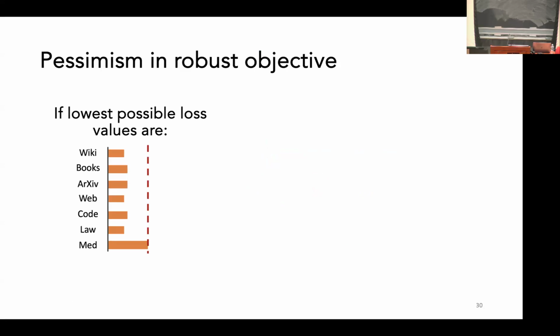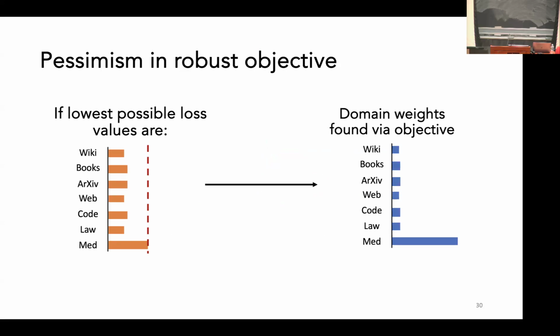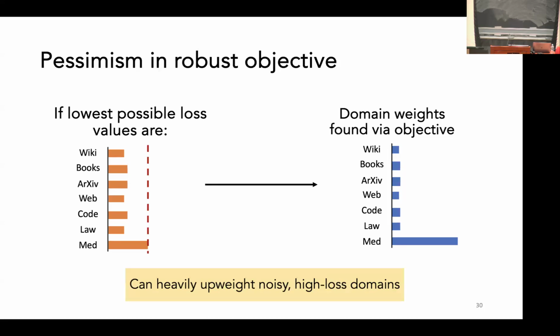Okay, however, there's an issue in the previous objective. Let's say the lowest possible loss values across domains are as follows, where there's a particular domain that's more noisy. It's got a higher optimal loss. Then if you use the objective to find some domain weights, we'll find domain weights that skew towards this higher loss domain. So there's this sort of pessimism in the objective where it will upweight the noisy or high loss domains.